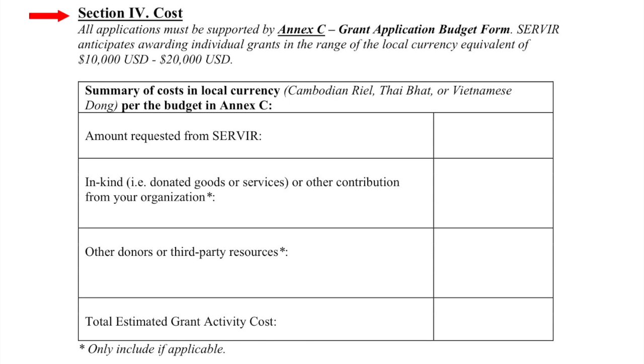In-kind or other contribution from your organization is any contribution your organization plans to make to support this activity financially or through other in-kind support. Proposals showing some grantee contribution are encouraged. This could come in the form of staff time, equipment, or other associated costs. If you currently have money from other donors that you plan to leverage for this work, please list it in the Other Donors or Third-Party Resources box.